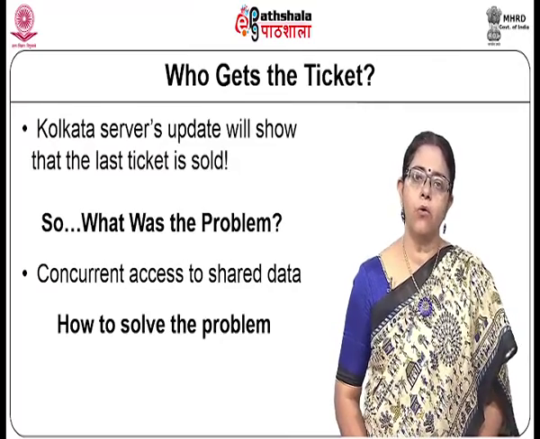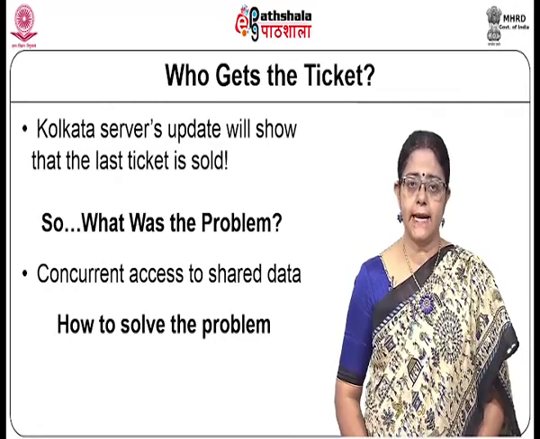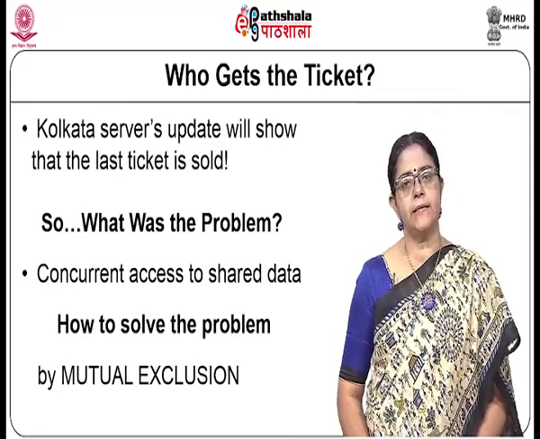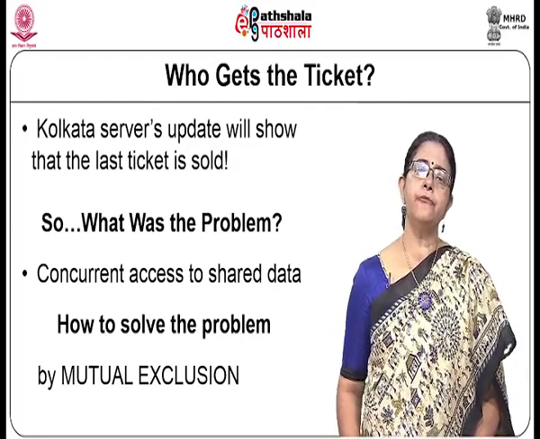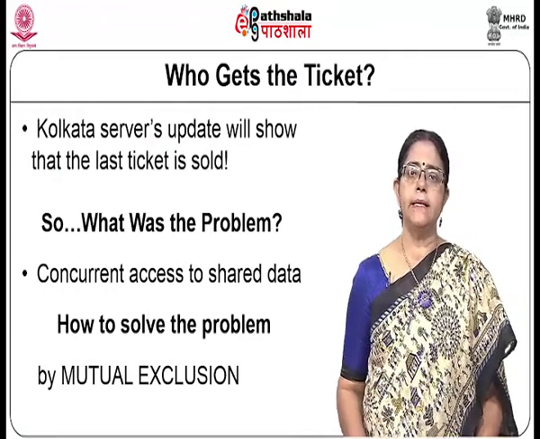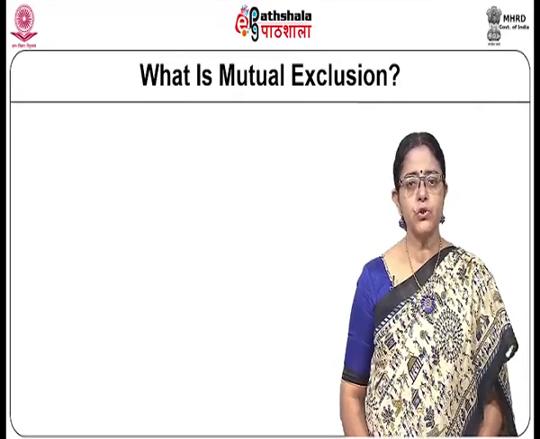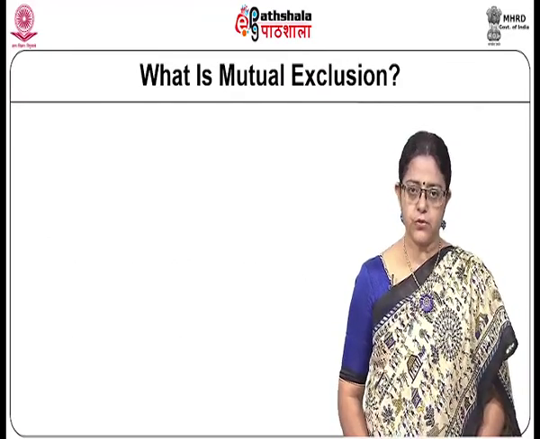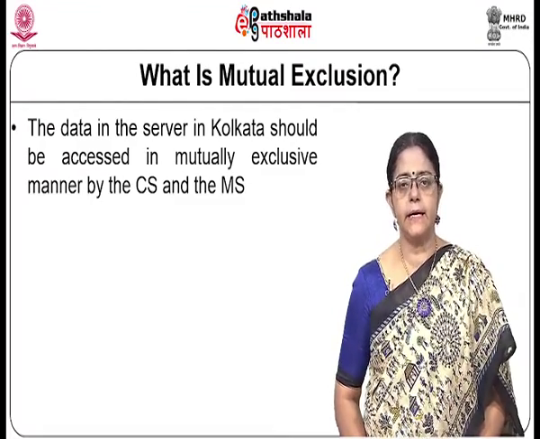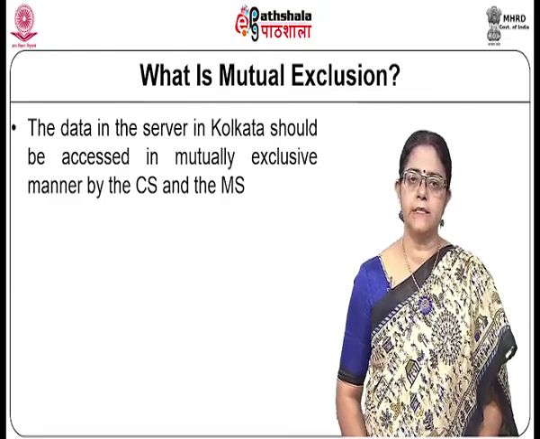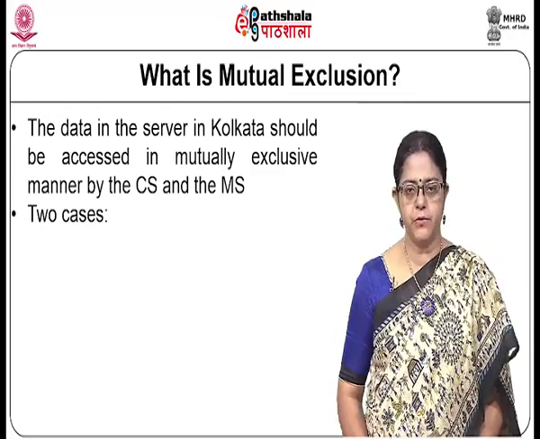So, how do we solve this problem? How do we ensure that any one of these two entities gets the ticket? That is what we can do by using mutual exclusion. We have to ensure that the two accesses are mutually exclusive to one another. So, what is actually mutual exclusion? It is that the data in the Kolkata server should have been accessed one at a time. Then this problem will not happen, and that is mutual exclusion.